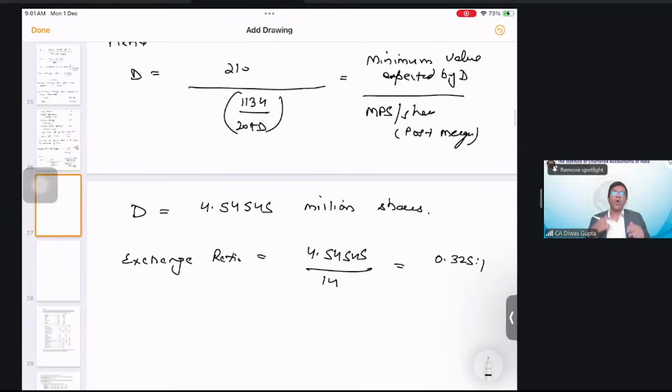So you see how D Limited will do the calculation. D Limited will say that, okay, at least I should be preserved in terms of my value. What will C Limited say? C Limited will say, okay, since you're getting into my valuation, I will see what is the net increase in my valuation. Only to that extent, I will be issuing you the shares.